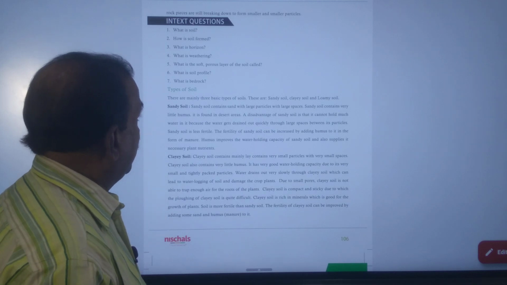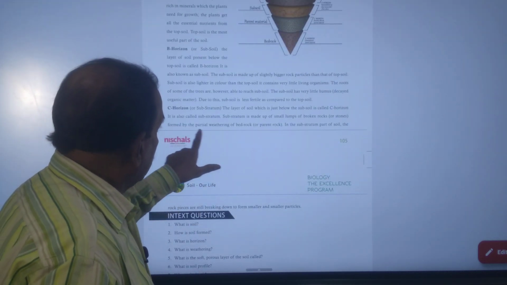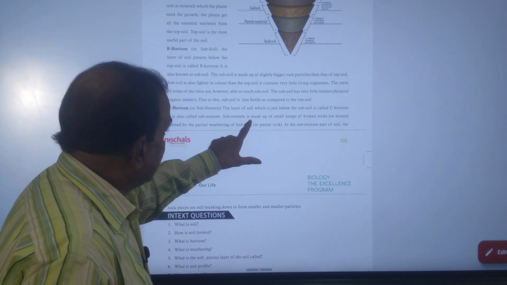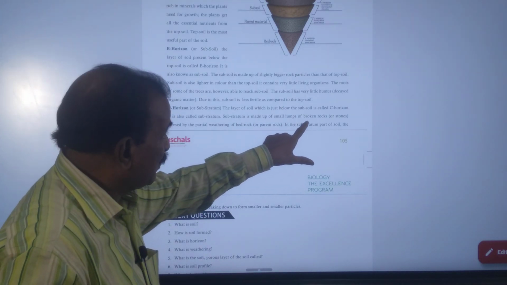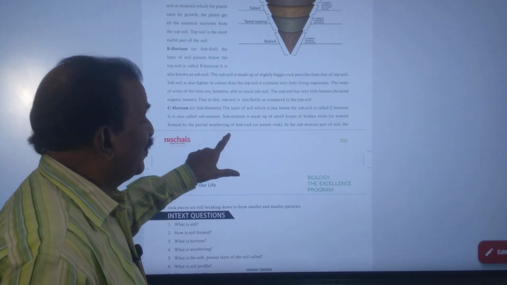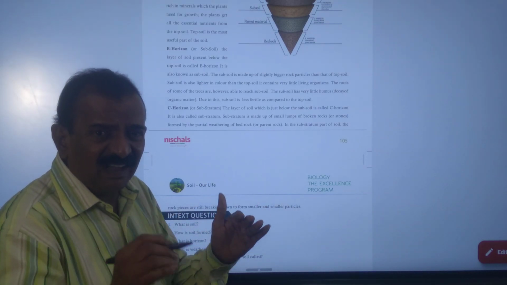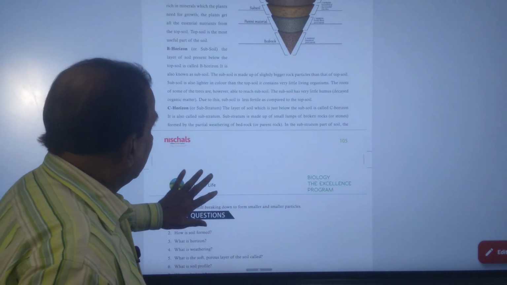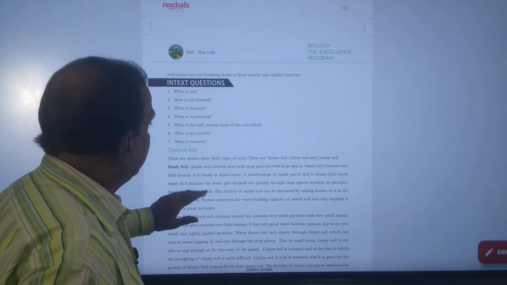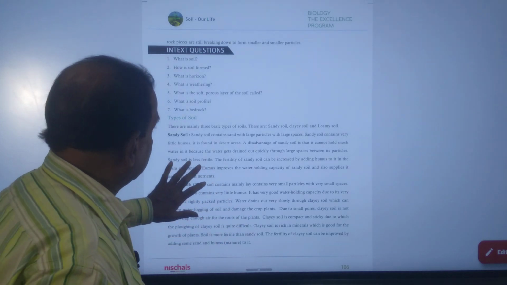What is bedrock? Here you see bedrock. The substratum is made up of small lumps of broken rock or stones formed by the partial weathering of bedrock or parent rock. So you need to write that bedrock is nothing but parental rock. Parental rock is called bedrock.